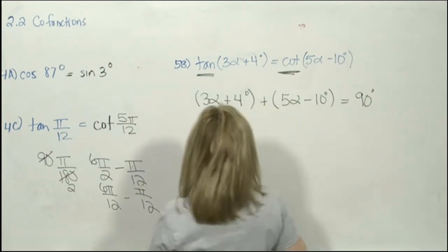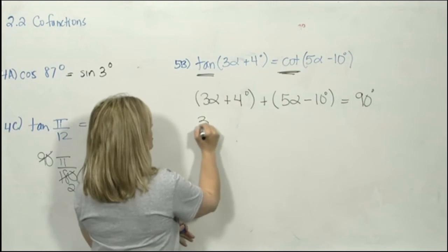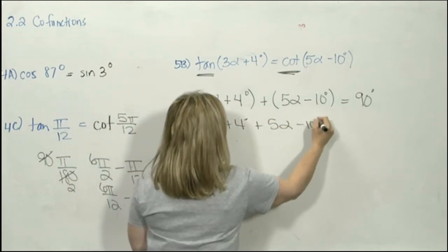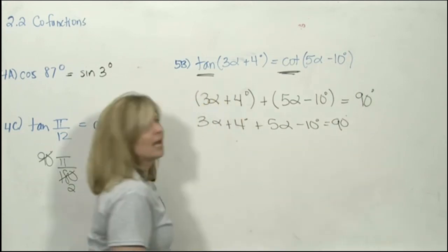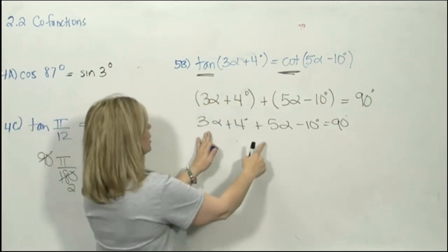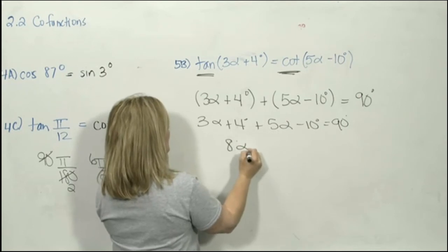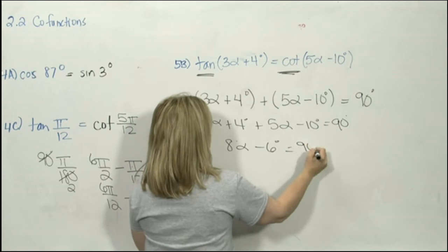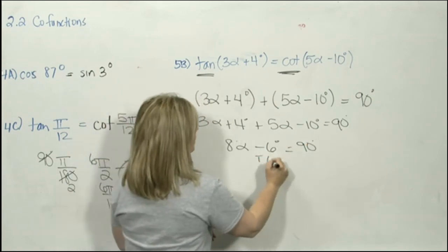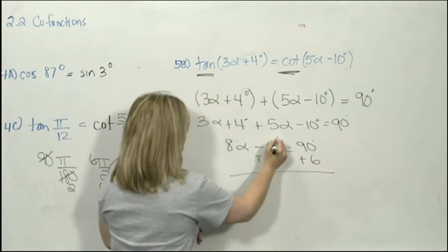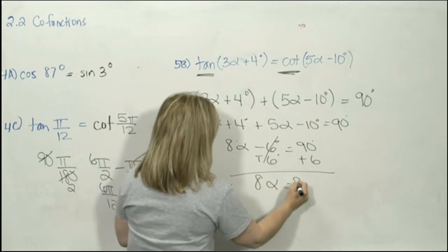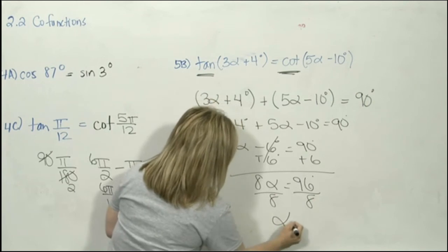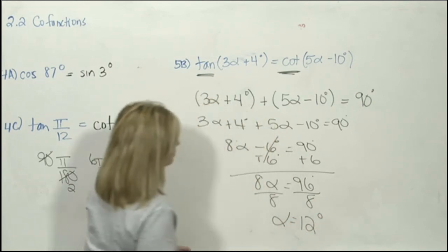I can drop the parentheses because there's an invisible 1 in front. So 3 alpha plus 4 degrees plus 5 alpha minus 10 degrees equals 90 degrees. And now it becomes a simple linear equation. 3 alpha plus 5 alpha is 8 alpha. 4 minus 10 is negative 6 equals 90 degrees. Add 6. 8 alpha equals 96 degrees. Divide by 8. And alpha had to be 12 degrees.